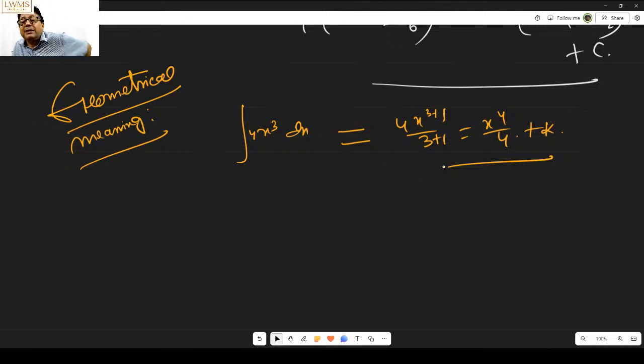What does this geometrically represent? K value we don't know. K belongs to set of real numbers. Okay? But it is confirmed that it will represent a family of curves. Are you listening? Why this family of curves? Because this is also a function. We have taken a function only. After integration we got this.